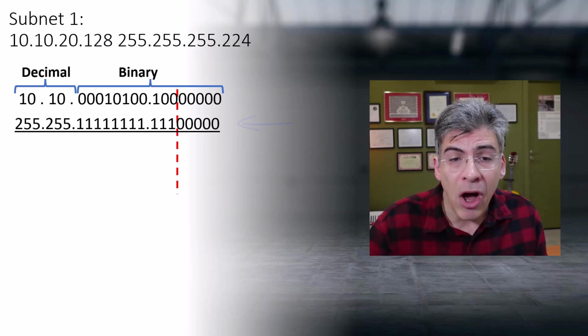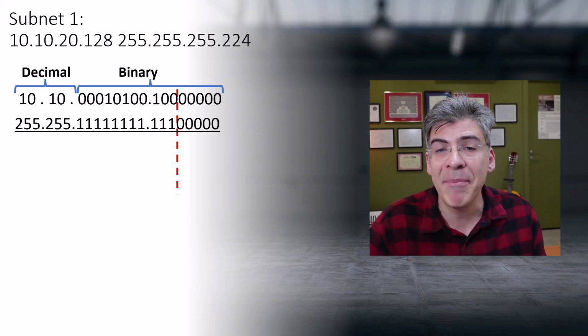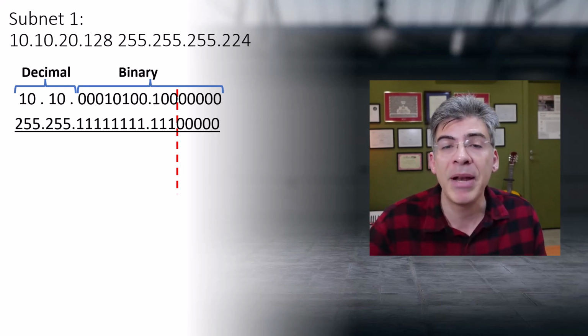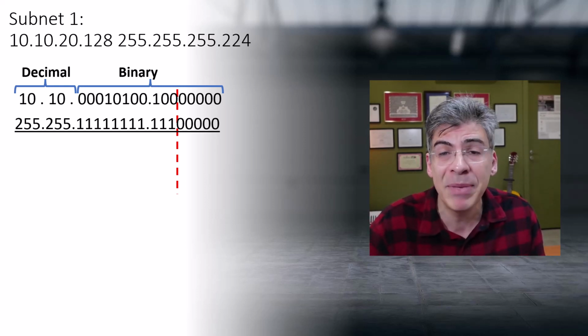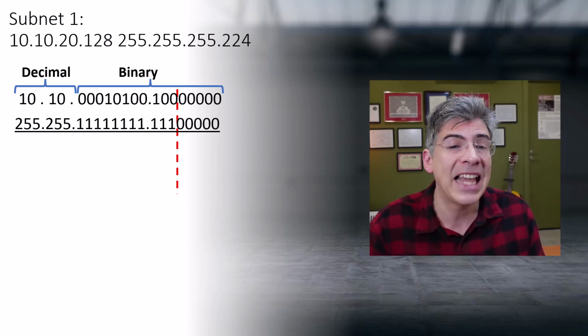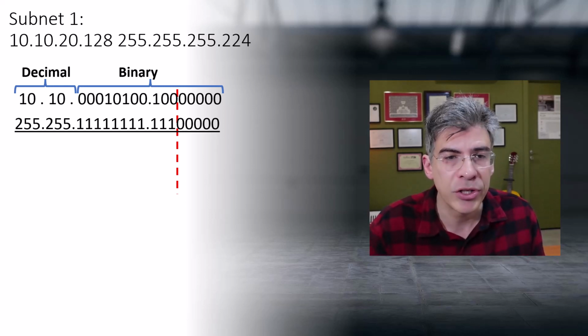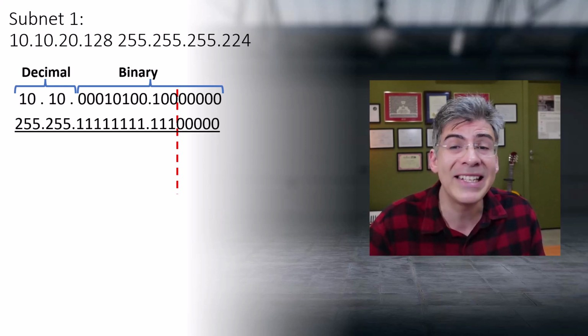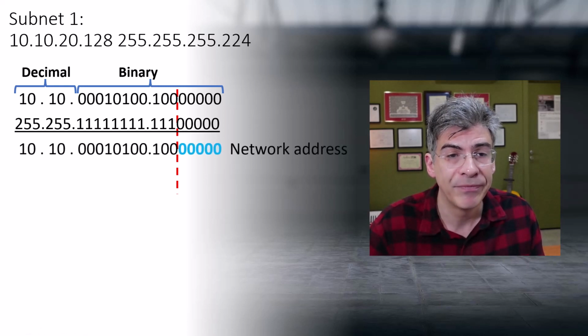Now, we draw a line at the point where the subnet mask tells us that the host and network portions are split. Our subnet mask says that the first 27 bits are the network portion and the last 5 are the host portion. Next, we start by writing out the network address. Remember, this is the address that has all host bits set to 0.